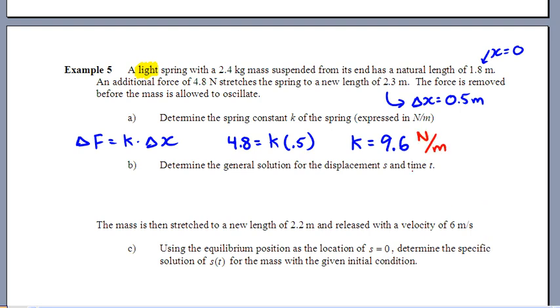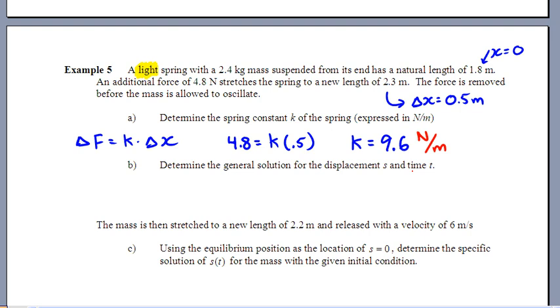So those are just little stories where they say, oh, let me just add a little force and you can see it stretch a bit. Then we'll take that force away before we do any of our oscillating here. But now we've learned that the spring constant is 9.6. Okay. Now we have to go and try to find the general solution.